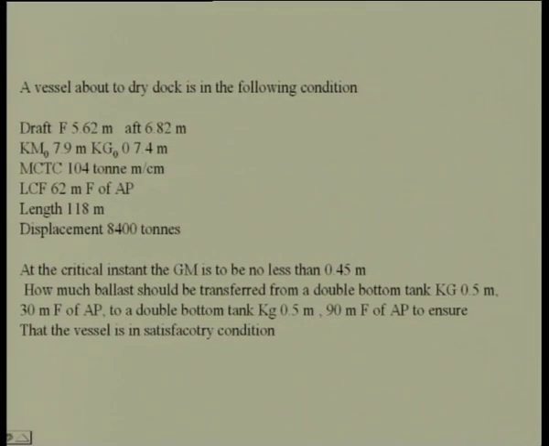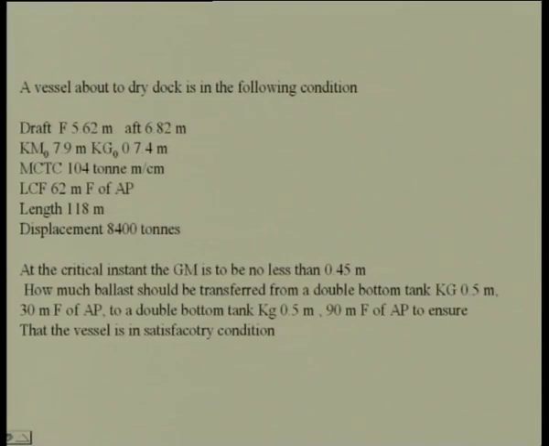Actually, this problem is slightly more simple. See, you have your KM0 and KG0, that means G0M0 you know. Now, you are told that your GM should not be less than 0.45 meter, that means you can assume your final GM to be 0.45 meter, that is how you do it. So that means you know your G0M0 and you know your G1M0, therefore you can find G0G1 directly, and actually using that formula you can go backwards to find P.